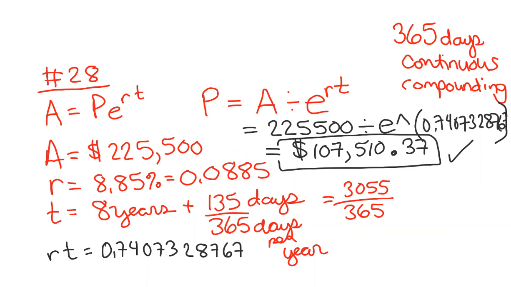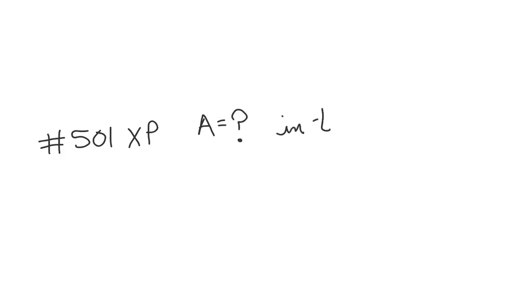In number 19, which is number 501 XP in our book, we have: how much would you have in 8 years if you purchased a $1,000 8-year savings certificate that paid 2% compounded quarterly? Okay, so clear this drawing. We have number 501 XP, which is your number 19. How much would you have? So that's a future value.